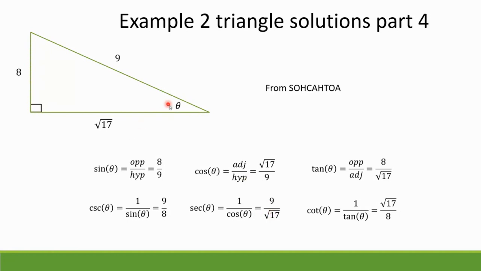Okay. Tangent is opposite over adjacent. You get 8 over radical 17. Okay, so we get that. What about cotangent? Cotangent is 1 over tangent, right? Well, cotangent then would be 1 over this, and we know that means to flip it, which is radical 17 over 8. So that's what we get there. All right, so that's this problem.